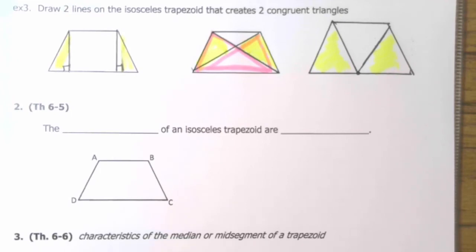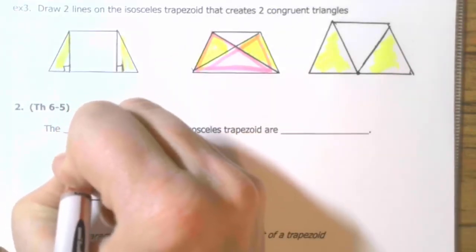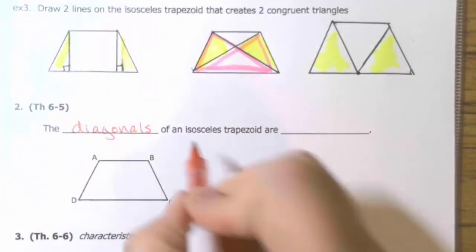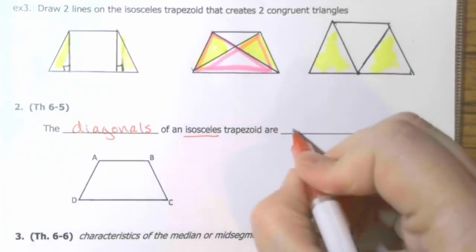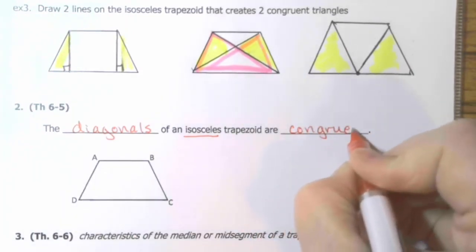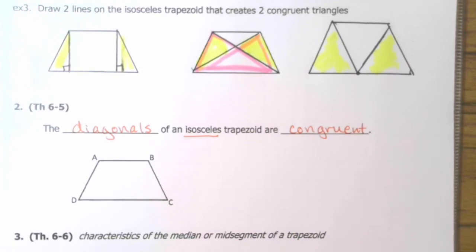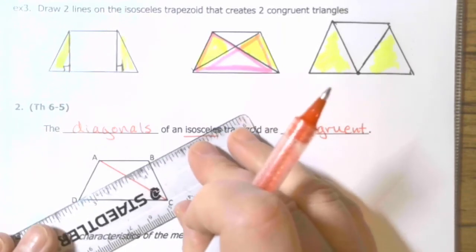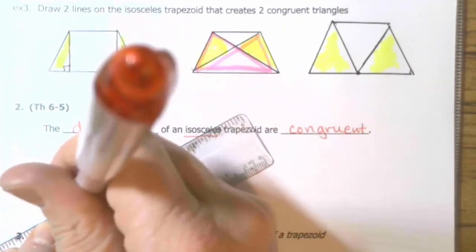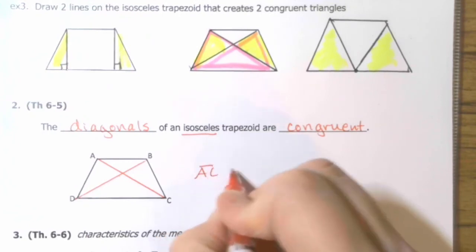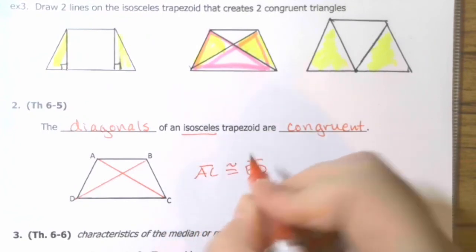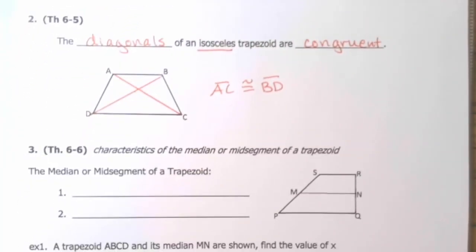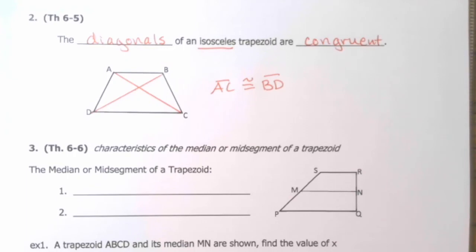Theorem 6.5 says that the diagonals of an isosceles trapezoid, isosceles in particular, are congruent. So if I take this trapezoid and I draw in a diagonal from A to C and a diagonal from B to D, this theorem says that AC is congruent to BD. This is only the case when it's isosceles. If it's not isosceles, the diagonals are not congruent.